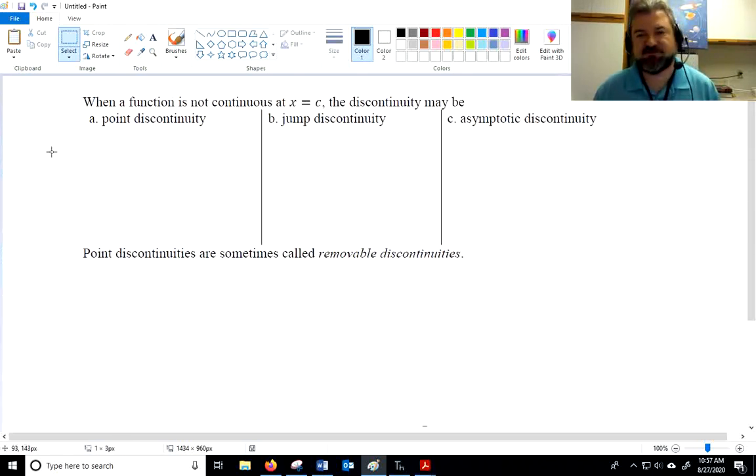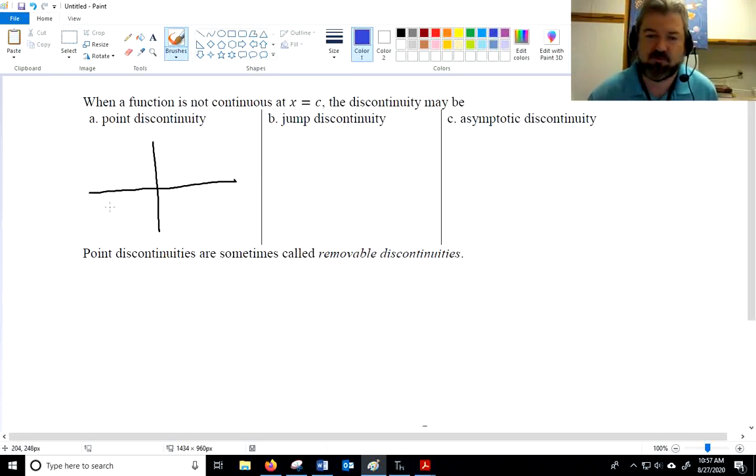When a function is not continuous at c, the discontinuity could be a point, a jump, or an asymptotic one. So let's make sure we have an idea of what each one of those situations would look like. A point discontinuity is when you have a hole. Or perhaps you have a hole and the fill is somewhere else, like we showed in our example a second ago. But here, there is a hole, and we call that a point discontinuity.